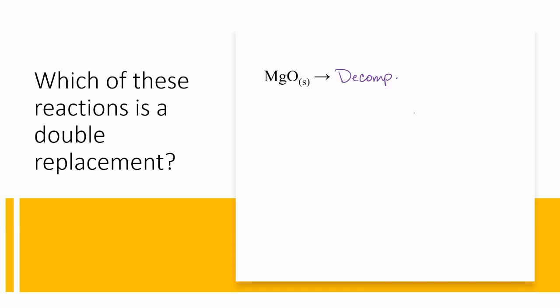More than likely, this is probably going to be a decomposition reaction, right? Because I only start with one reactant. So it's probably going to decompose into magnesium and oxygen. Okay, how about this one? I have FeSO4 and nickel. Okay, so I'm getting closer because I have an ionic compound in iron 2 sulfate. But the other part of the reactant here is just a single metal, right? It's not another compound. So this is not a double replacement reaction.